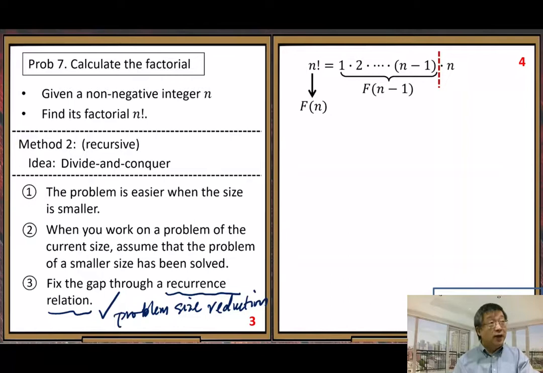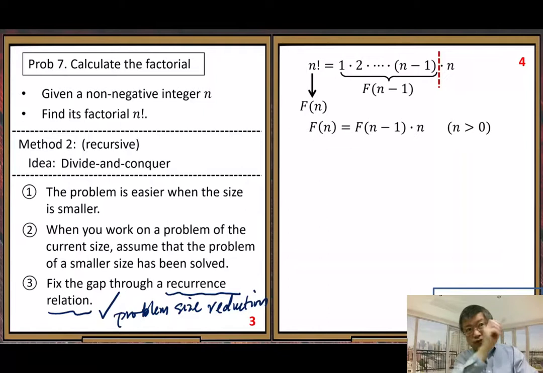Then fill the gap, right? Fix the gap using a recurrence relation to bridge the gap. So we can get the recurrence relation easily: f of n equals f of n minus 1 times n, for n greater or equal to 0.